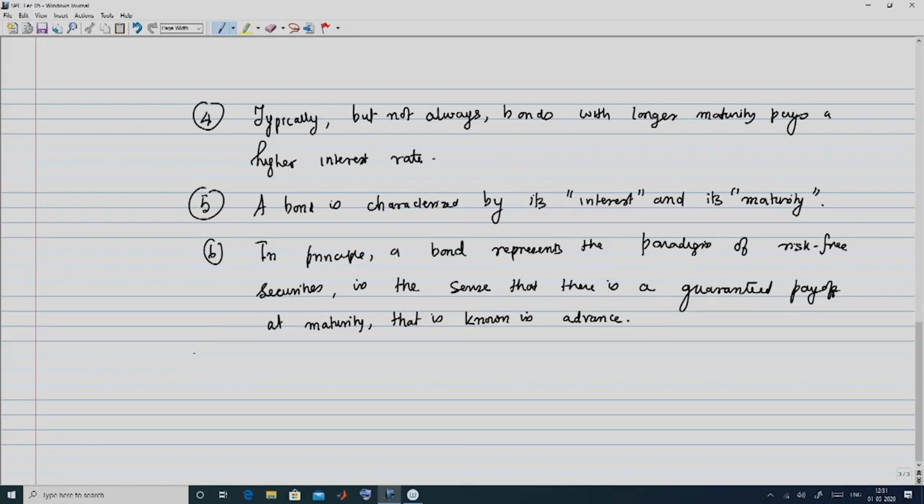However, bonds do suffer from some kinds of riskiness that I will elaborate later in the lecture. So, now what we do next is we just talk about a couple of things specific to bonds. So, first of all I will talk about types of bonds.